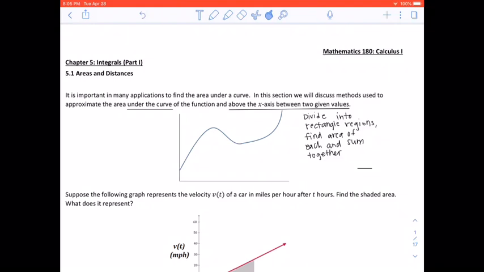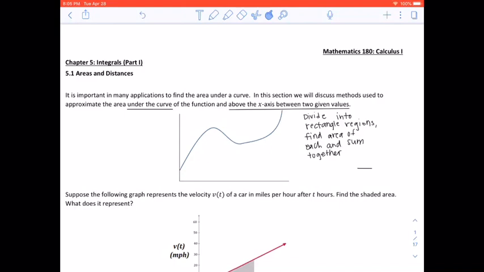This is Chapter 5, Integrals Part 1, Section 5.1, Area and Distance. It is important in many applications to find the area under a curve. In this section, we will discuss methods used to approximate the area under the curve of the function and above the x-axis and between two given values.